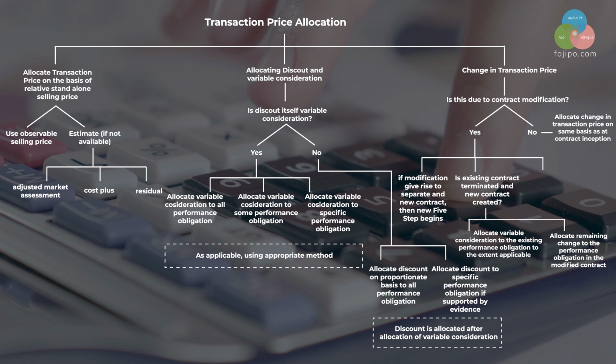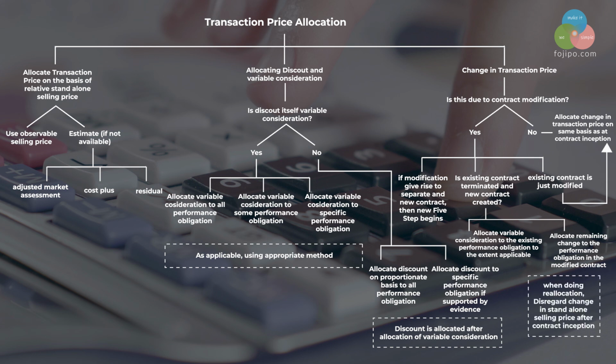It is possible that the contract is simply modified, for example, the incentive amount is increased. In that case, allocate the change in transaction price on the same basis as at contract inception. Please also remember that while doing reallocation of the transaction price, change in standalone selling price after contract inception has to be completely disregarded. Meaning, change in transaction price after contract inception will not alter the transaction price allocation percentage to each performance obligation. Though use of relative standalone selling price is the default method for allocating transaction price to each performance obligation, the standard does not preclude use of other methods to allocate transaction price if that is more appropriate.